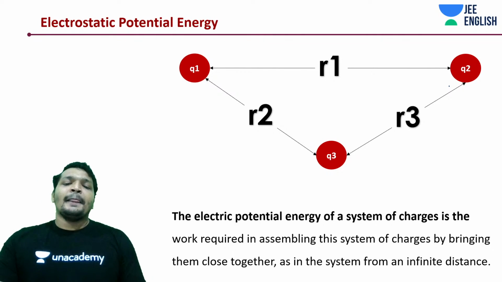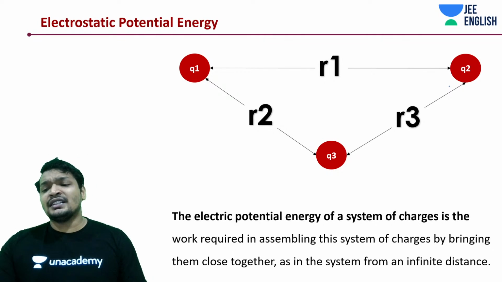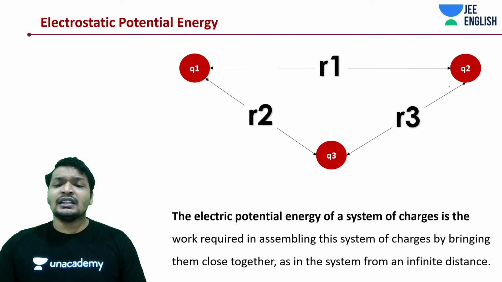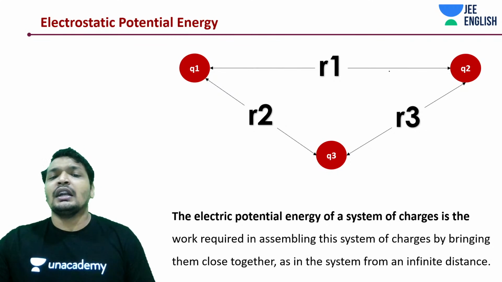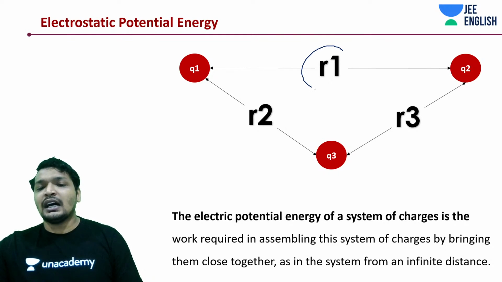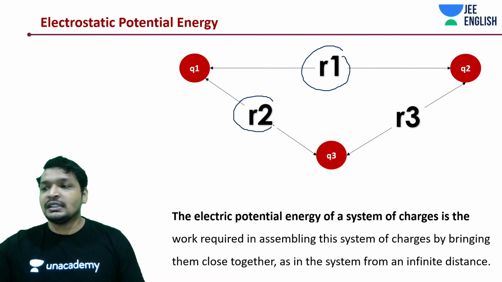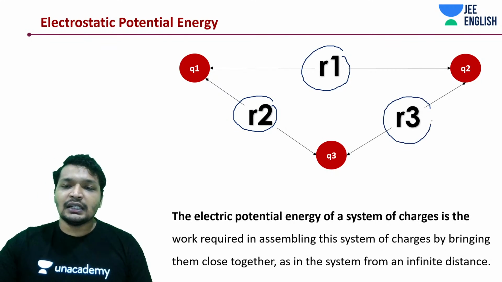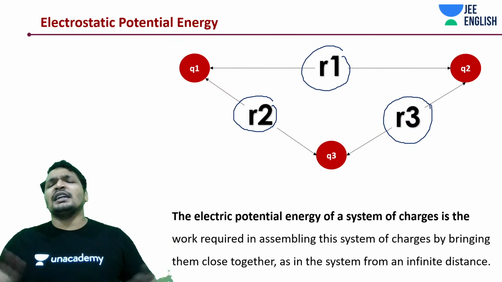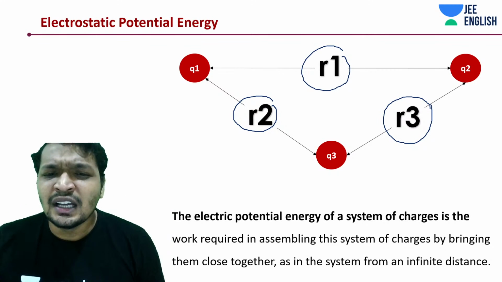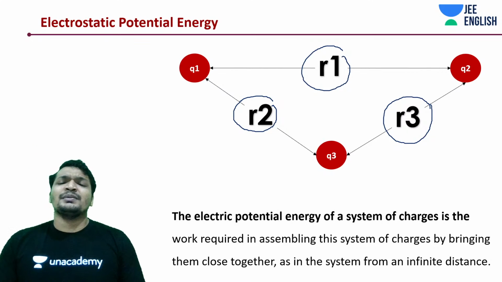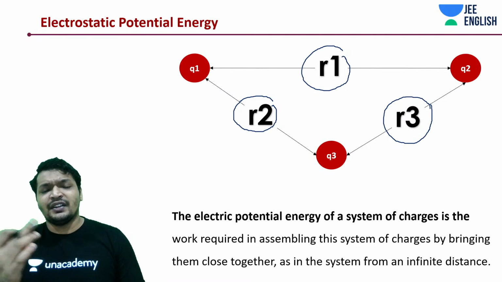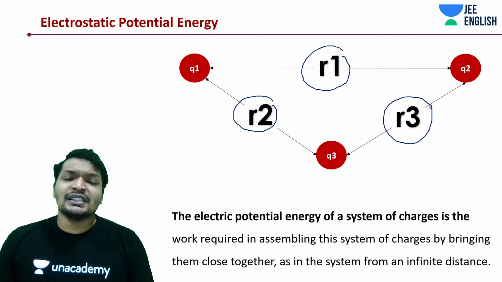All right, and when we have, let's say, three charges q1, q2 and q3, with q1, q2 being placed at a distance r1, and q1, q3 being placed at a distance r2, and q2, q3 being placed at a distance r3. Let's say there are some three charges placed at some distances r1, r2 and r3. The distances between them are r1, r2, r3 as given in the picture. So what happens in this case?